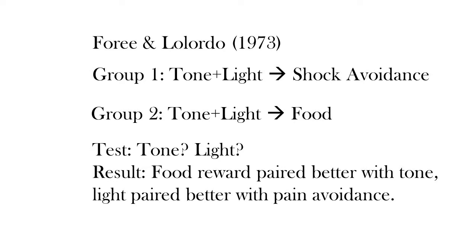So in the first group, the shock avoidance group, we're going to have the discriminative stimuli come on, and then the animal has to make a response on the treadle. And if it makes the response, then it doesn't get shocked. If it fails to make a response, then it does get shocked. In the other group, the food group, the light comes on, they press the treadle while the light is on, and then they get the food.